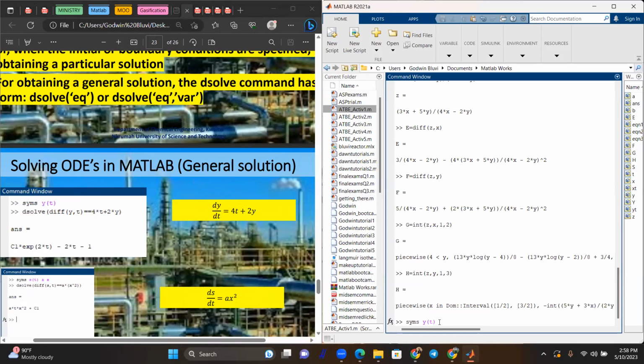Do you understand? syms y of t. Great. This form only occurs when you want to solve ODEs. This form occurs only when you want to solve ODEs. So syms y of t. Can we continue now?